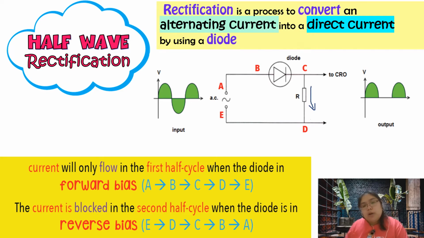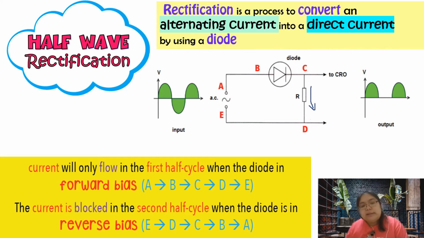So one complete circuit means the current must start from A and end at E. We cannot say start from A and end at A. That is not complete. It must start from A and end at E, then we say it is complete. This one is the first half cycle, when the diode is in forward bias.